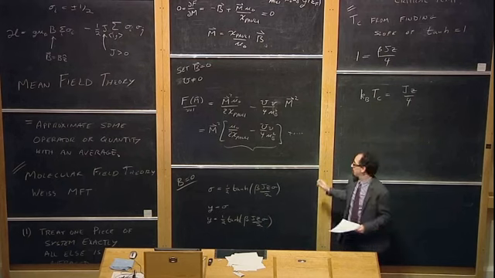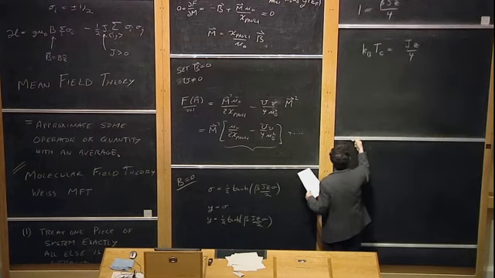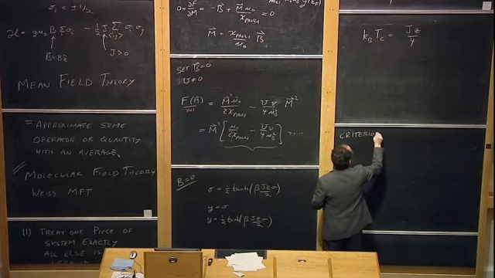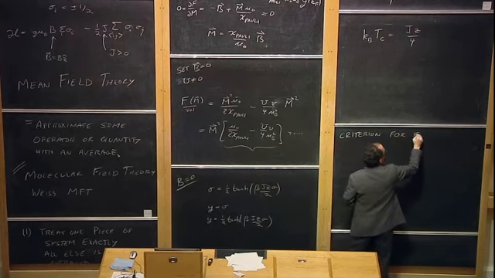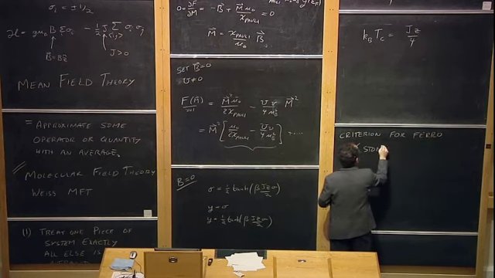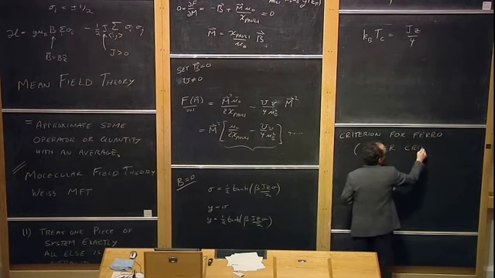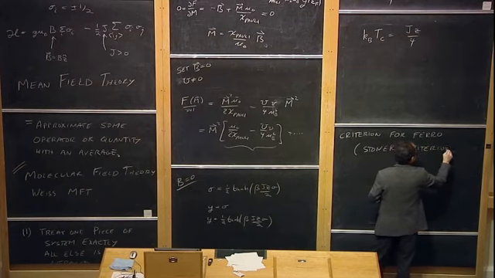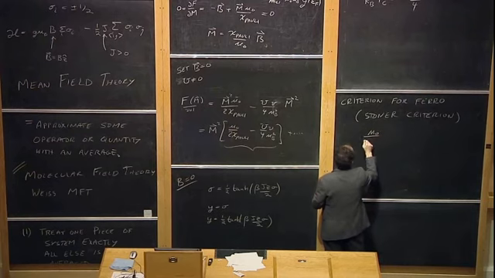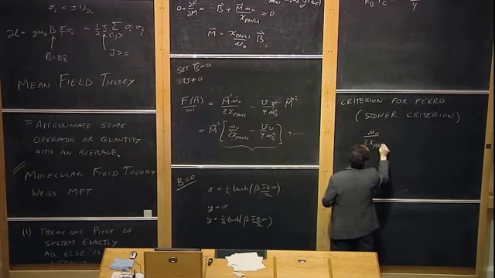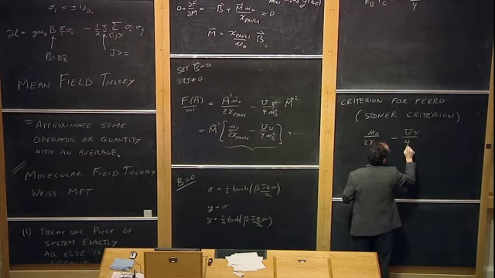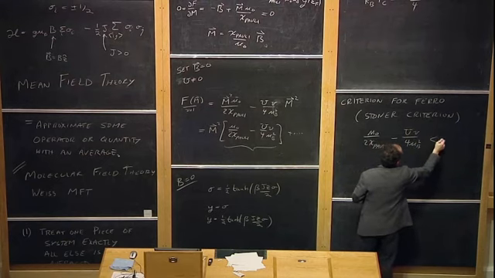Okay? So the criterion for ferromagnetism, which is known as the Stoner criterion, is that this mu naught over 2 chi Pauli minus U volume of the unit cell over 4 Bohr magneton squared should be less than 0.